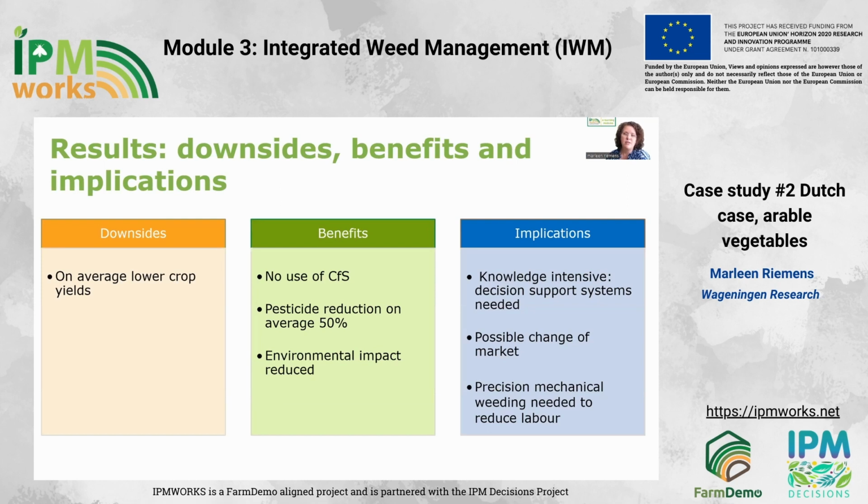The implications of this system are that it is more knowledge intensive, and we need decision support systems. There is a possibility of a change of market because we have a widening of the crop rotation, and we need precision mechanical weeding to reduce the labor.